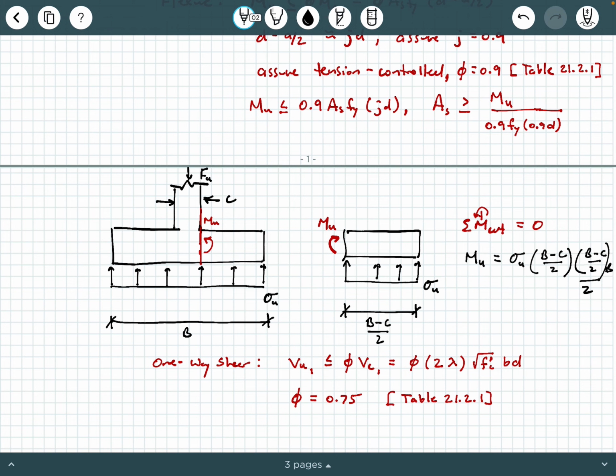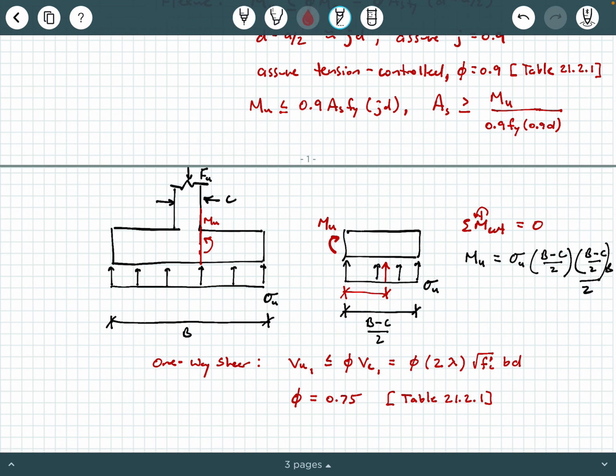Now, how did I come up with this? Well, clearly what I've been able to do is say, okay, the centroid of sigma u is right here in the middle of the (B minus C)/2 dimension, okay? Right there in the middle. And so I say sigma u times (B minus C)/2. That gets me this equivalent load right in the middle. And then I say another times (B minus C)/2 divided by 2. That gives me this dimension right here.